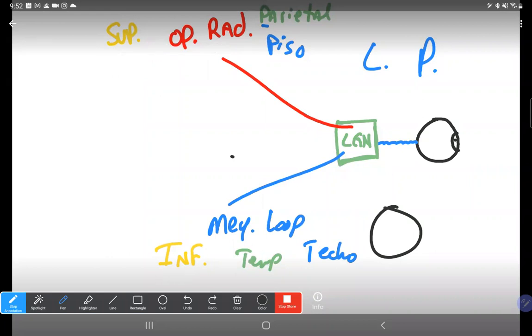Meyer's loop moves downward, so it's inferior. The parietal lobe is superior, the temporal lobe is inferior. Make sense? All right.